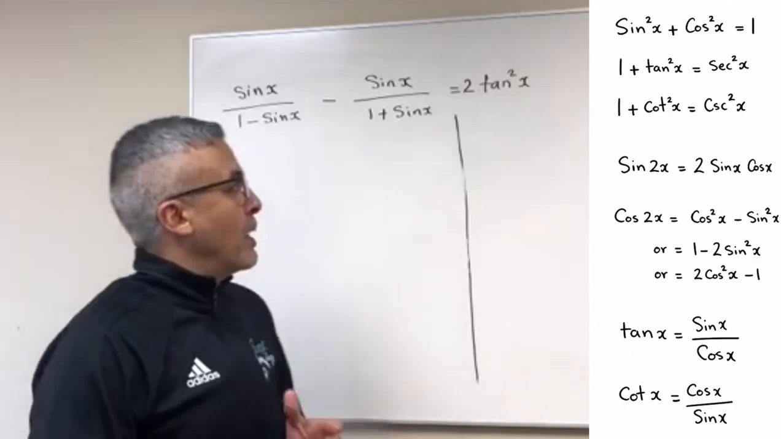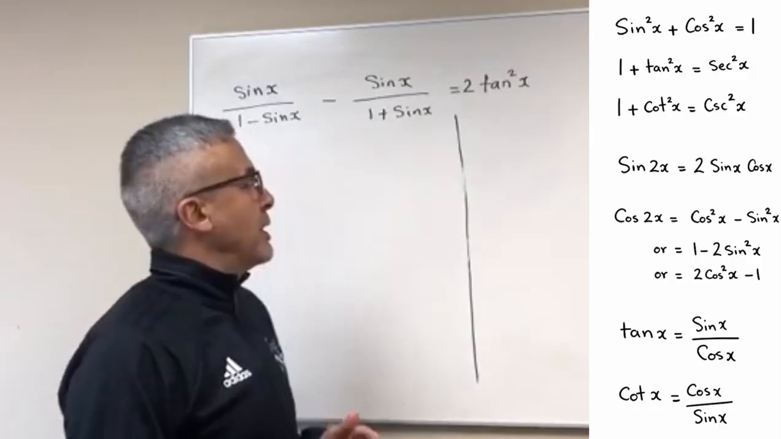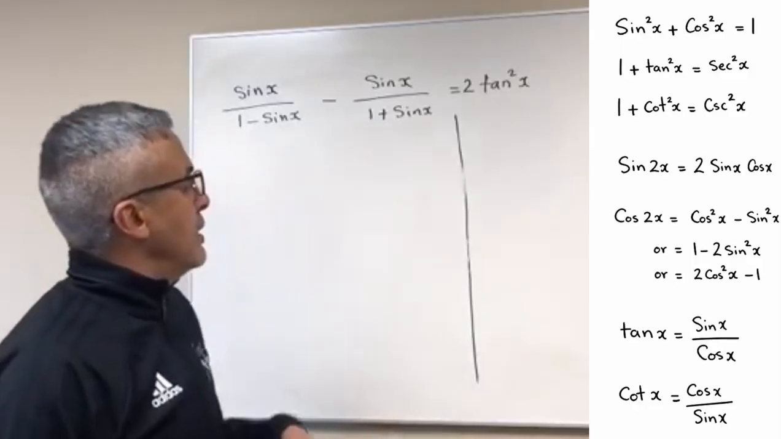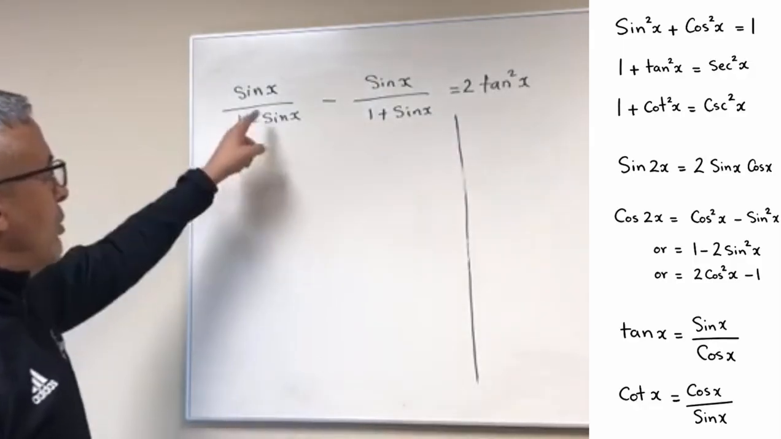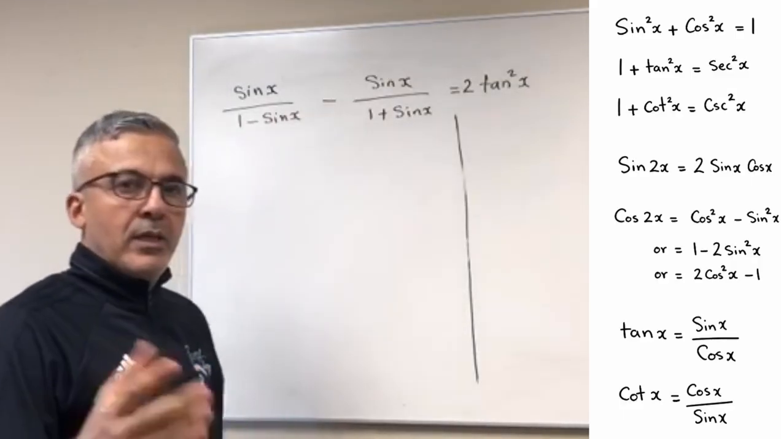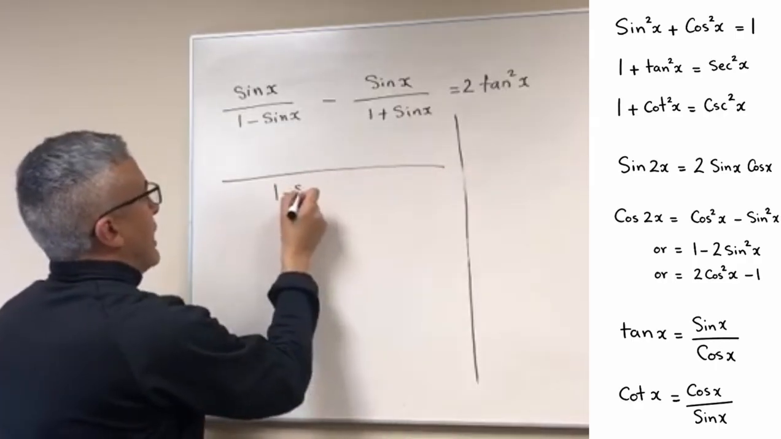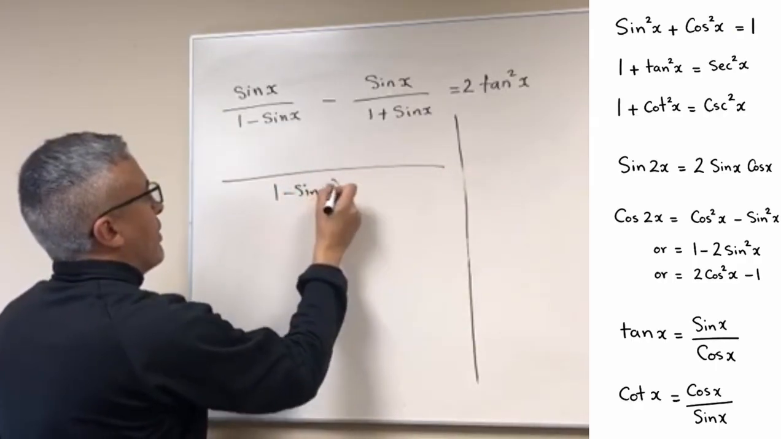Can you prove this trig identity? Let's simplify it step by step and see how quickly it works. With this identity, we have to find the least common denominator, which is 1 minus sine x and 1 plus sine x. So we just draw one line and we write the common denominator, which is 1 minus sine x and 1 plus sine x.